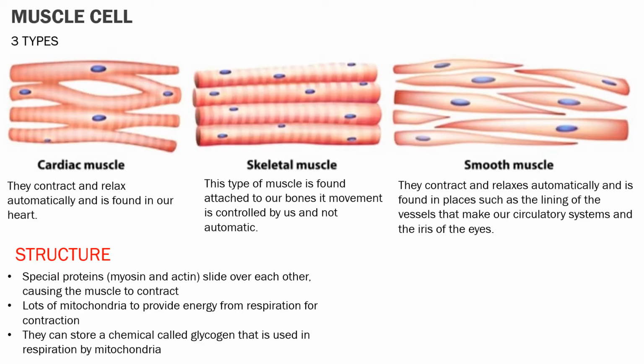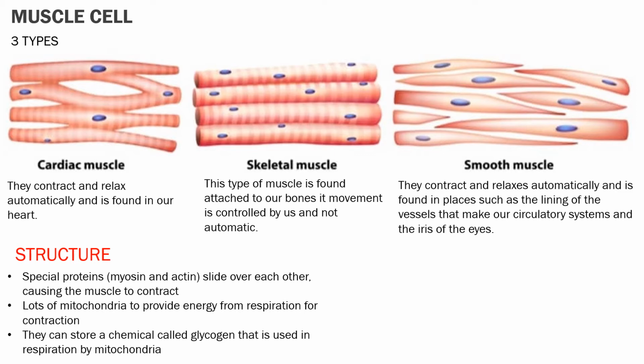The next cell in animals, and the last one, is the muscle cell. There are three types of muscle cell. There's the cardiac muscle, which contracts and relaxes automatically and is found in our heart. The skeletal muscle is a type of muscle found attached to our bones. Its movement is controlled by us and it's not automatic.